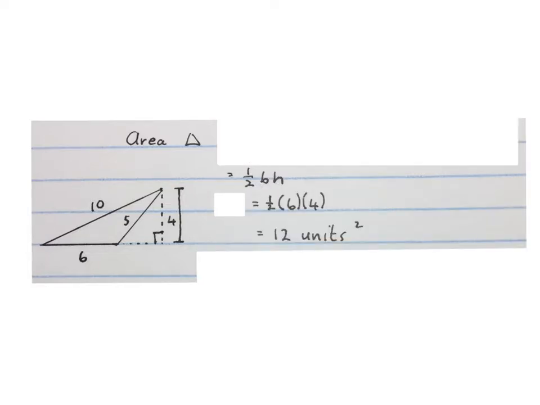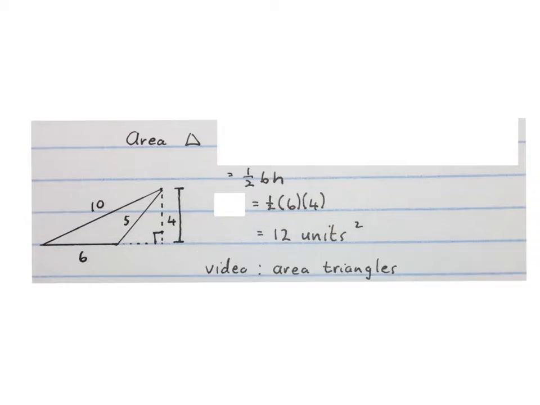Then in this case, the base here is 6 and the height is 4. So you'll fill in a half times the 6 times the 4. Use a calculator, get the answer, 12 units square. Please look at the video, area of triangles.